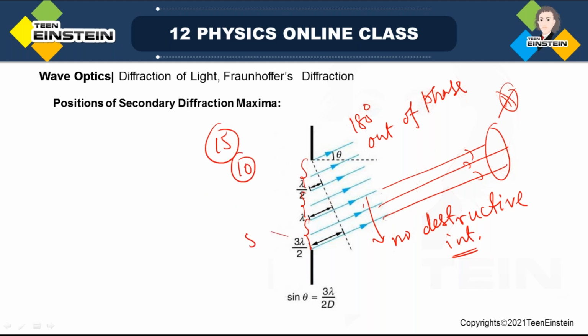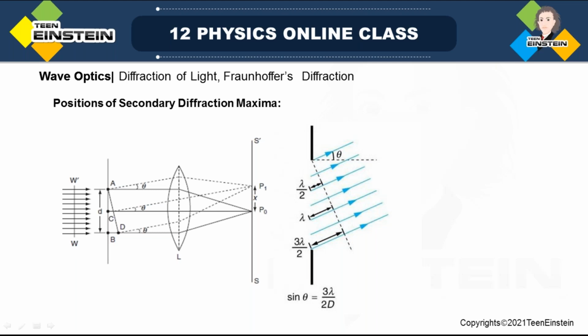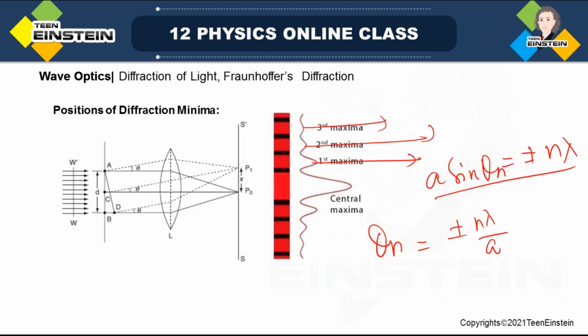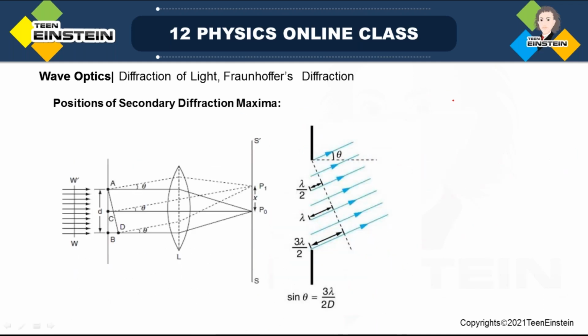You get light from only 5 sources. That's why intensity becomes very less. Okay, so that's how you get the first maxima, where the path difference is 3 lambda by 2.